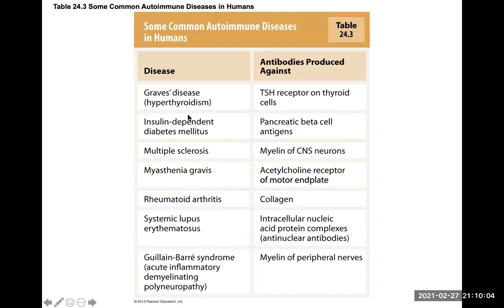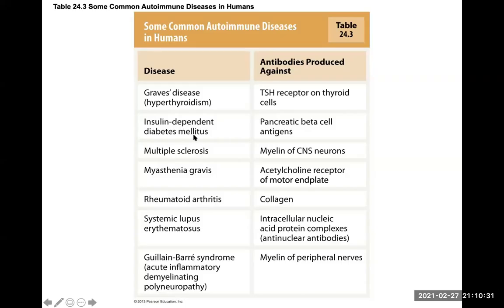Autoimmune disease is when your body hasn't been able to identify self from non-self, and it's killing off the good cells. Some common autoimmune diseases: Graves' disease. Graves' disease is also known as hyperthyroidism. In this case, you have antibodies produced against the TSH, or thyroid stimulating hormone receptor, on the thyroid cell, and it could cause something like goiters.